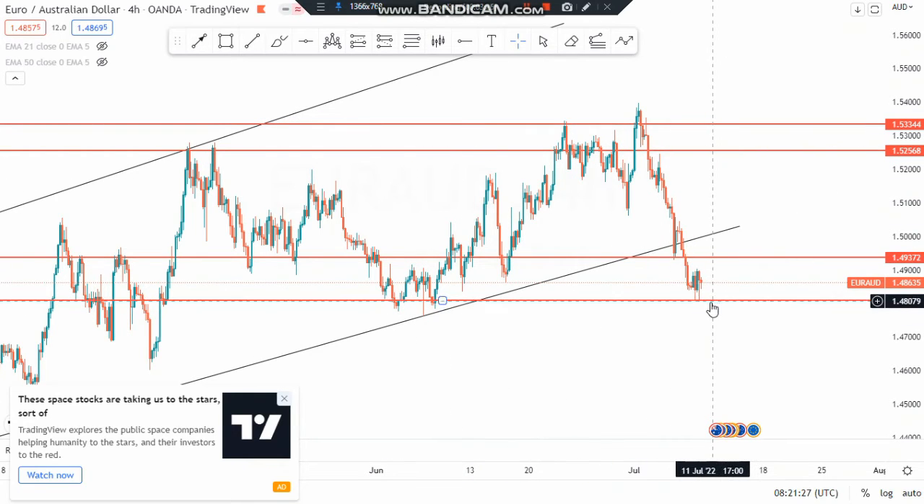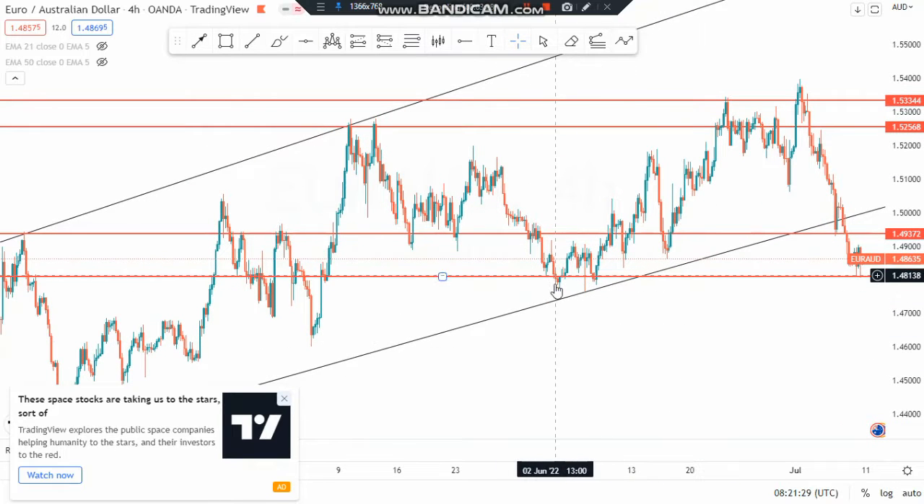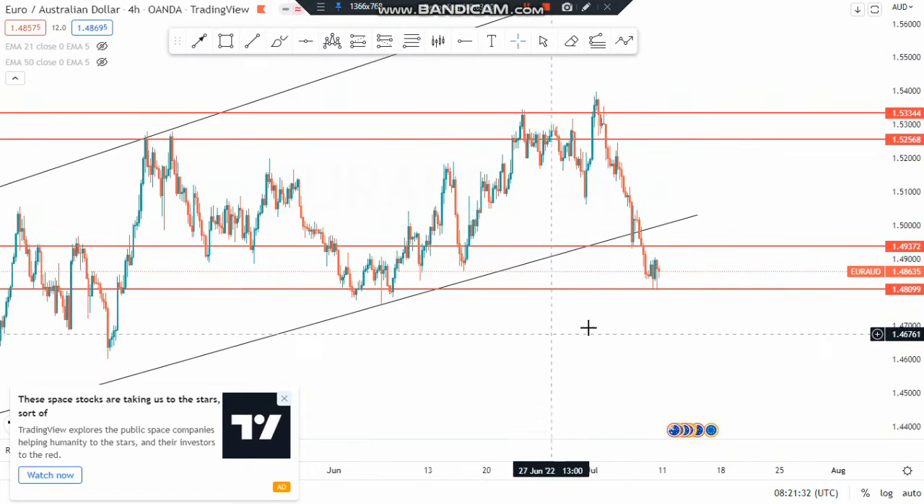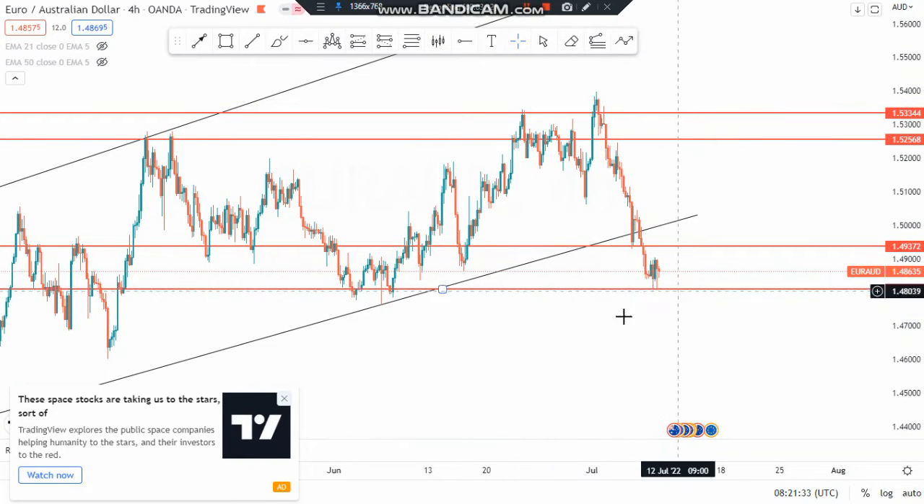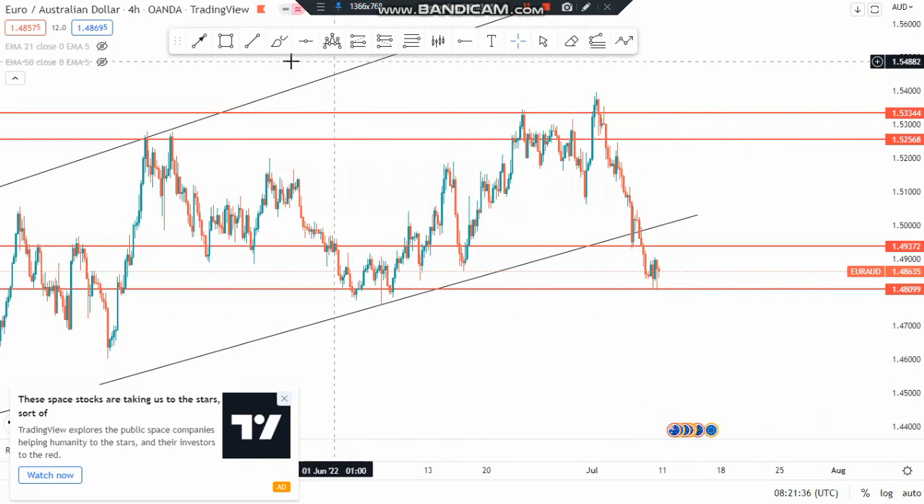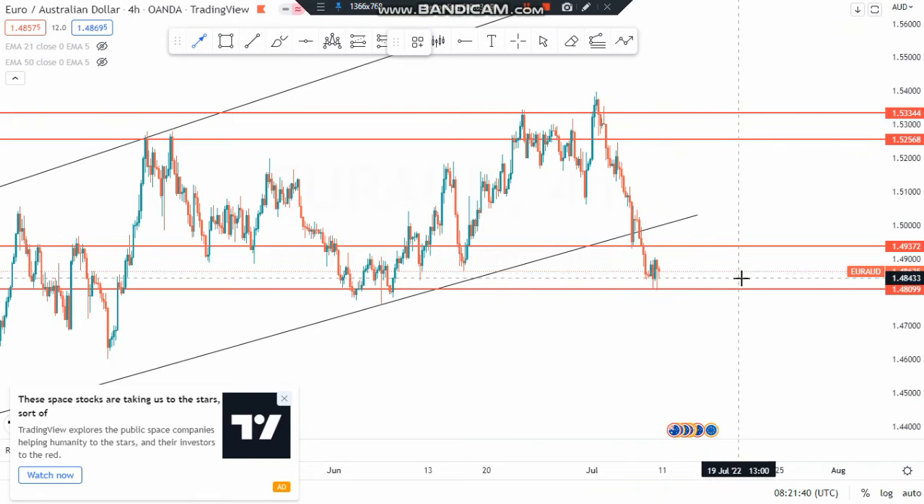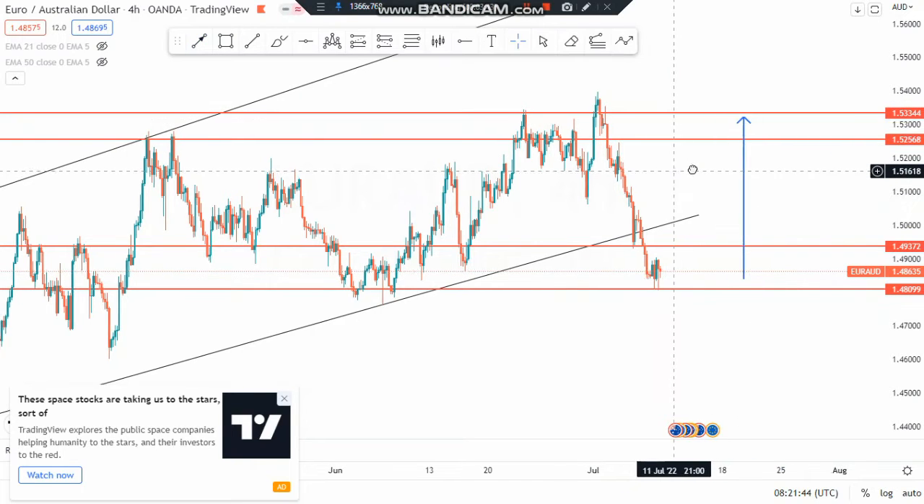So what are we looking for? This is our supporting trend line. As you can see, this trend line has been touched. So what are we hoping for? What are we looking for? We're looking for price to actually go back to the upside, to maybe around this area. That is what you're actually looking for.